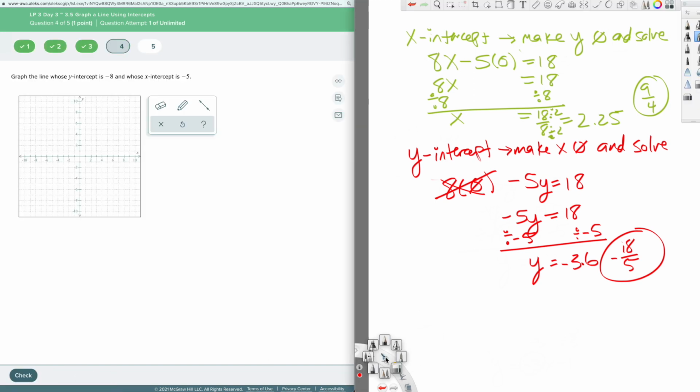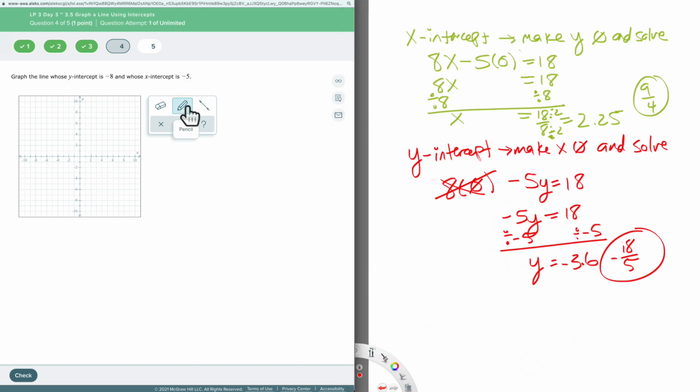Okay, so this one, we're just going to graph these 2 points. It says graph the line whose y-intercept is negative 8 and whose x-intercept is negative 5. So I'm just going to grab my pencil here. If my y-intercept is -8, I'm going to go to my y-axis and go down to -8 and place a point. And then my x-intercept is -5, so I'm going to go to my x-axis and go over to -5. And then I just connect these 2 points, and that is my line. So I'm just graphing those 2 points based on x and y intercepts. All right, one more of these guys.